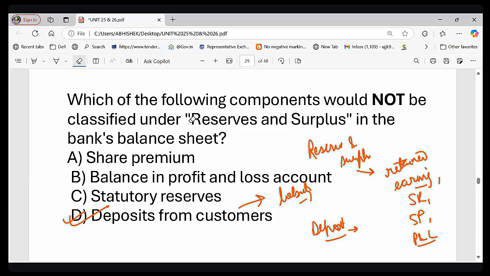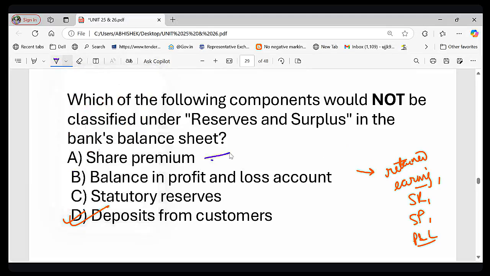You know what is the meaning of share premium? Let me ask you. So let me explain. Share premium is the extra amount received when shares are issued above their face value. Suppose face value is ₹100 and share value is ₹110. So this extra 10 rupees is called share premium. This is the extra amount received when shares are issued above their face value.